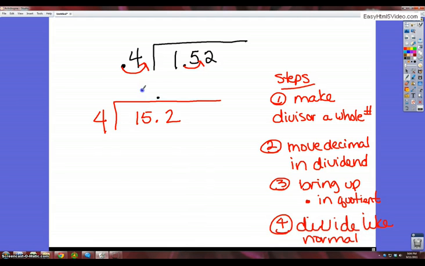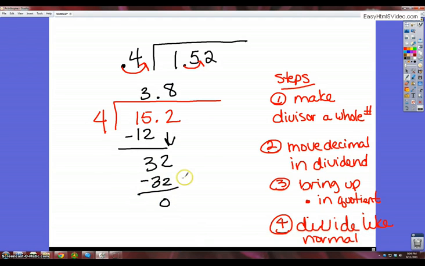4 goes into 15 3 times. Subtract, we get 3, bring down your 2. 4 goes into 32 8 times. 8 times 4 is 32, and we have no remainder. So the one thing that you must remember is when you see a decimal in the divisor, make it a whole number. What you do on the divisor, you have to do the same thing in the dividend. Let's try one more example.